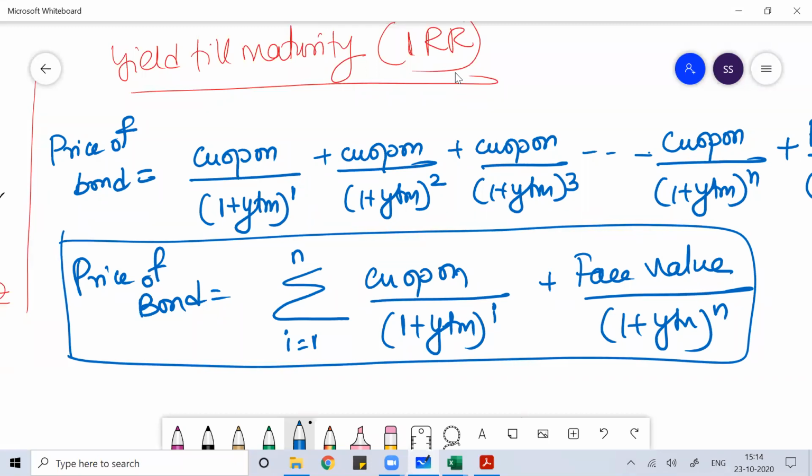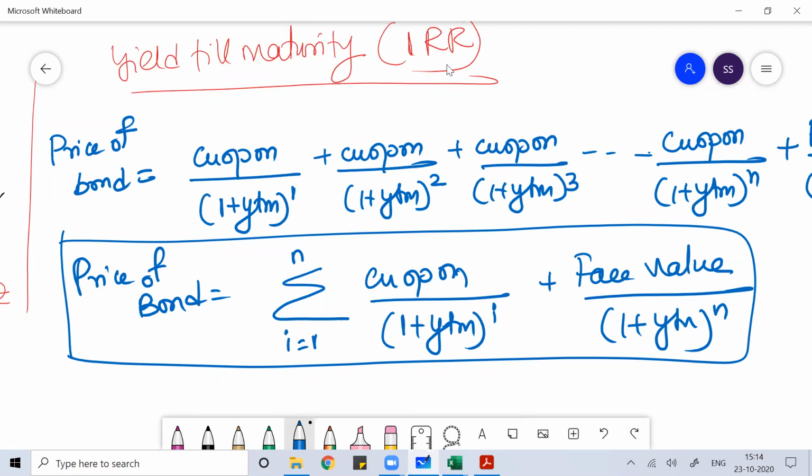So what is YTM? YTM is the discounting rate with which you have discounted your future cash inflows, which were there in the form of coupons. You discounted all your future cash inflows at this rate, and that is basically your YTM. So you got the logic of YTM.